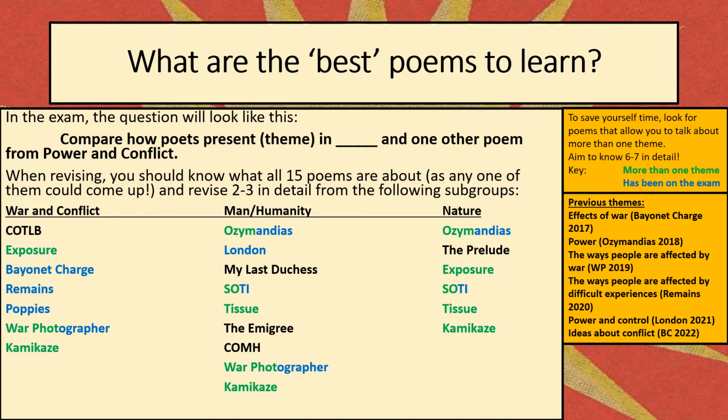Some of the ones that haven't come up, some of the ones in black there, basically they've not come up as an exam, they perhaps cover single themes. War and conflict, Charge of the Light Brigade. I suppose with Charge of the Light Brigade you could also talk about man. It's about the Battle of Balaclava in the Crimean War, but it is also about the idea that the soldiers had no power to not follow the orders and they were all sent off to their death.